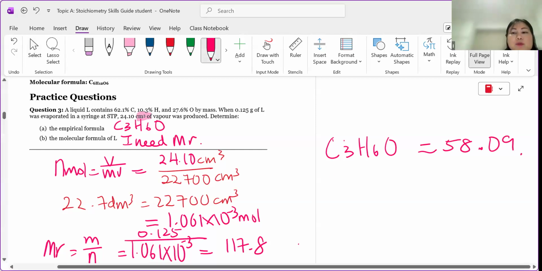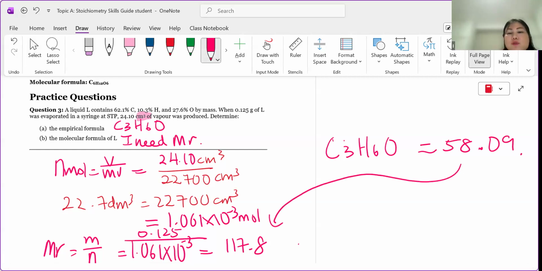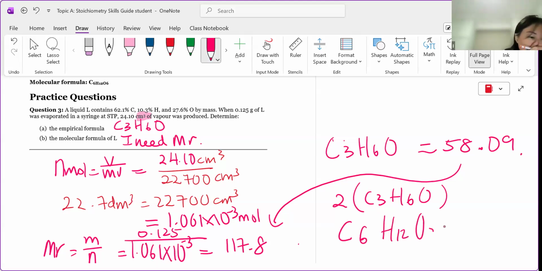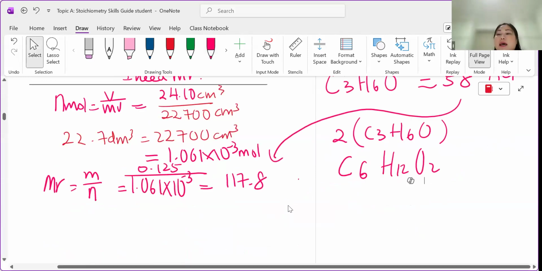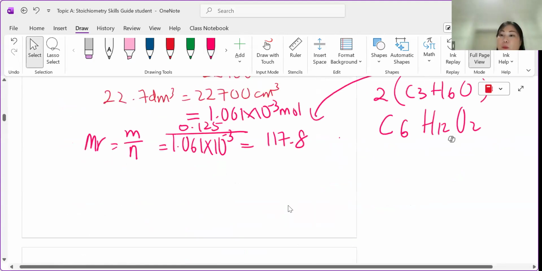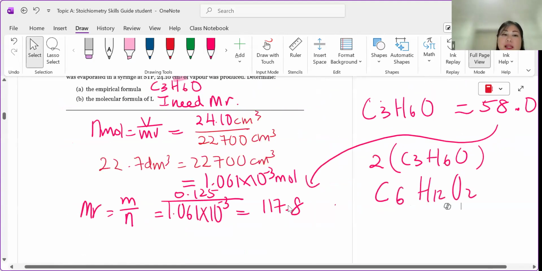So how many sets of 58.09 equal this? We can tell it's about 2 sets. So 2 sets of C3H6O, and the molecular formula is C6H12O2. Okay? So that is how we do the empirical formula and molecular formula that we have revised before. We are just doing revision of what we learned.